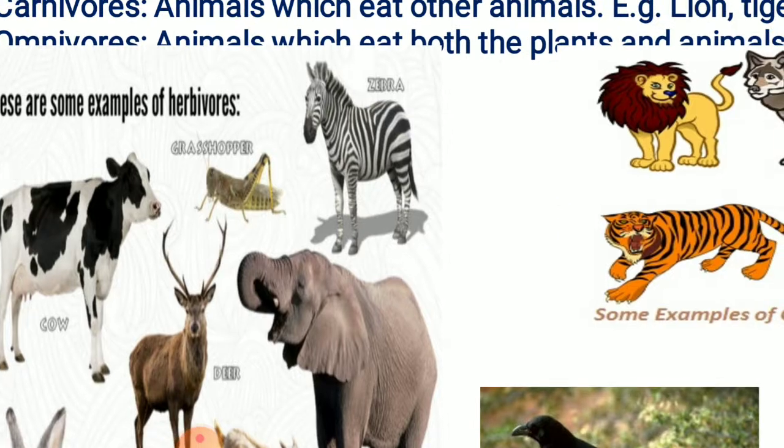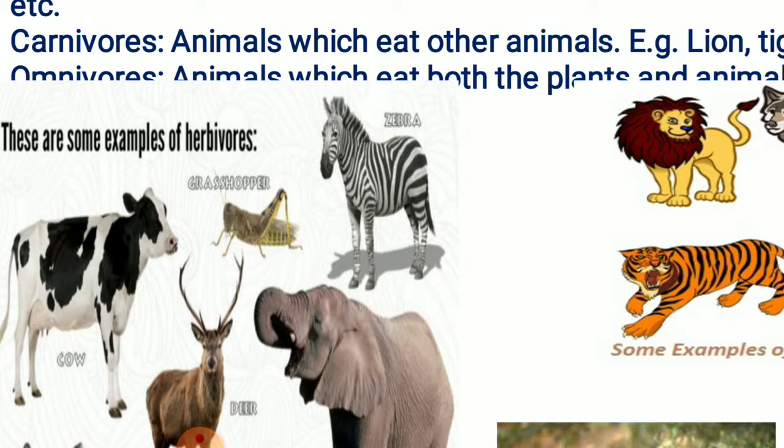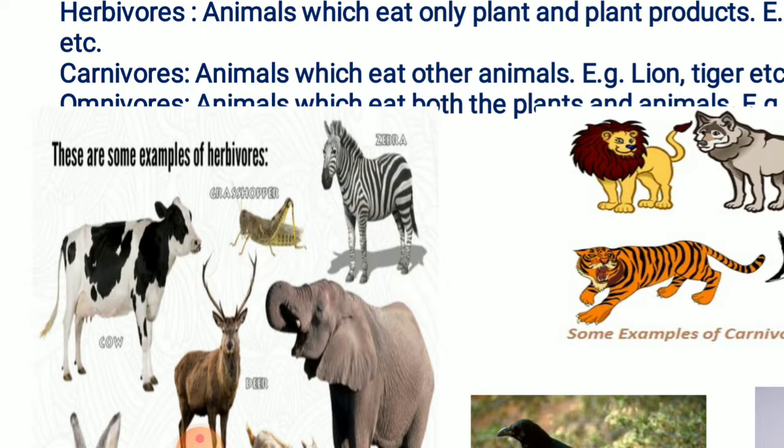Then carnivore animals. Carni means animals and vores means eater. Animal eating animals means animals which eat other animals. We call it a carnivorous animal. Animals which eat other animals are carnivore animals.